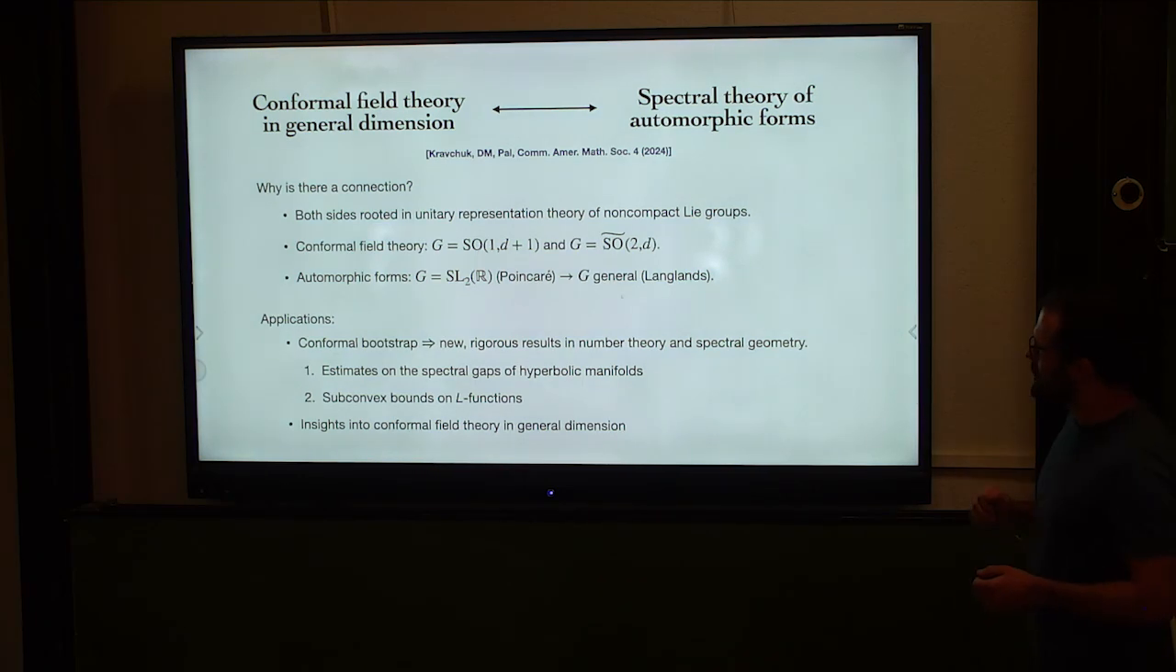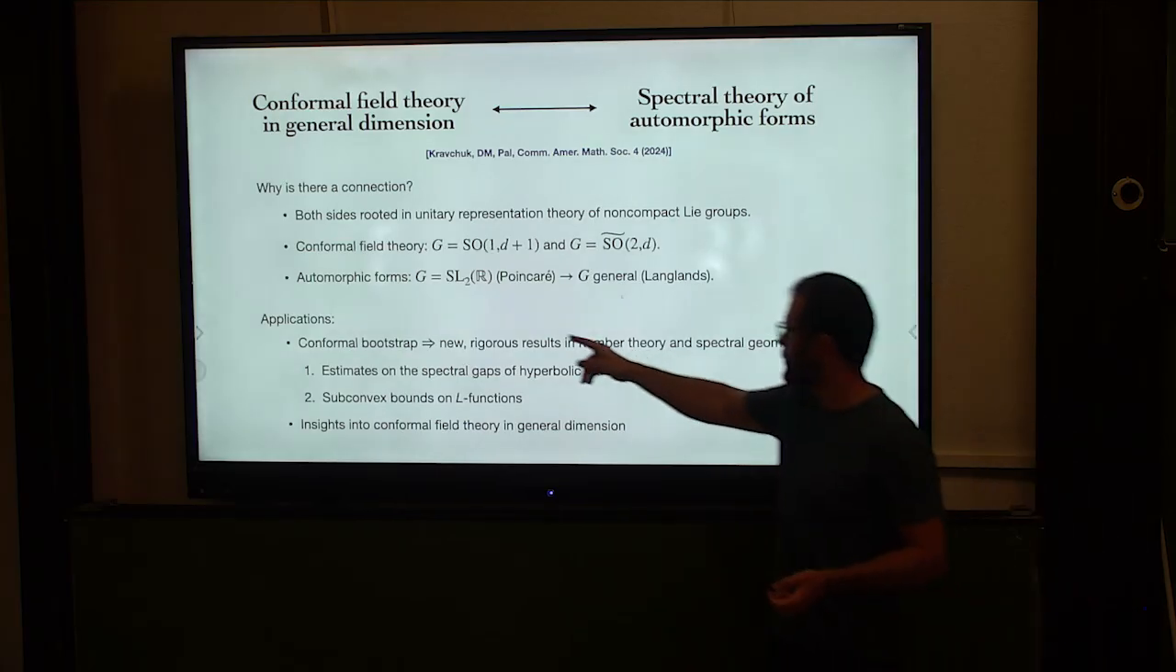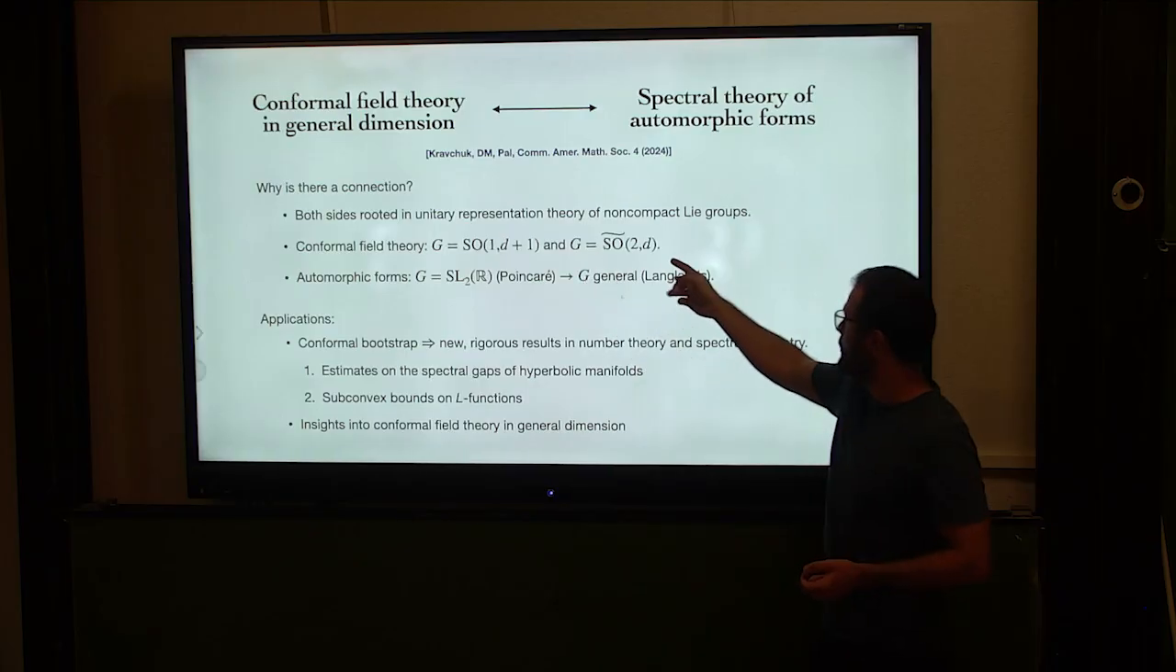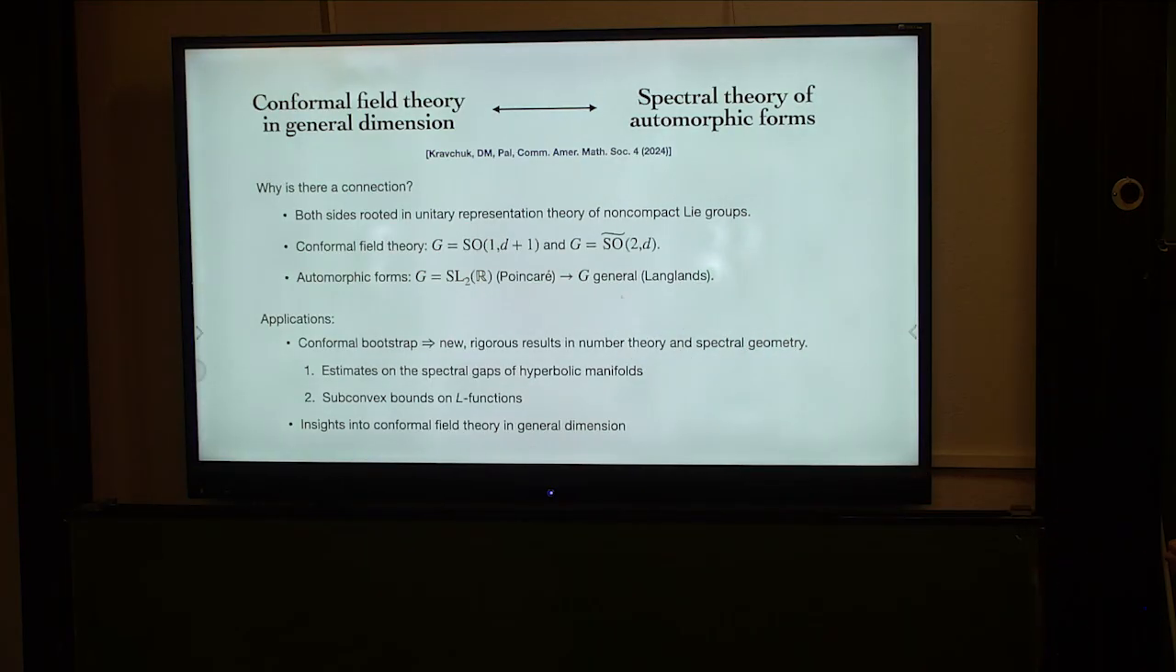Both sides are deeply rooted in unitary representation theory of non-compact Lie groups. So in conformal field theory, there are two very important semi-simple non-compact Lie groups which play the central role: the Euclidean conformal group SO(1,D+1), and the Lorentzian conformal group, the universal cover of SO(2,D). And really everything in the subject is controlled by representation theory of these groups.